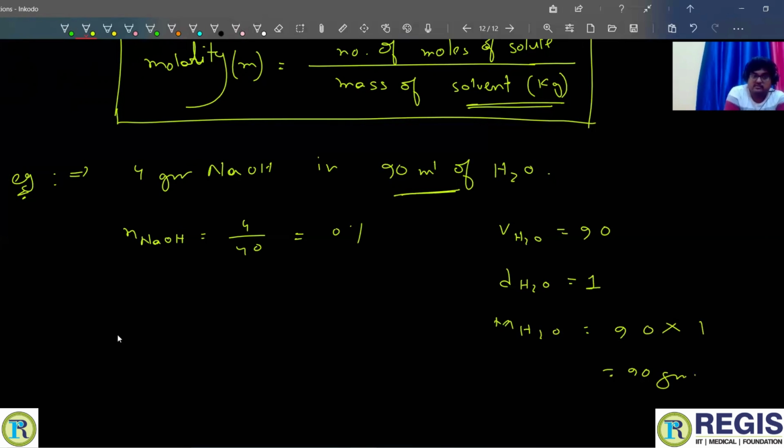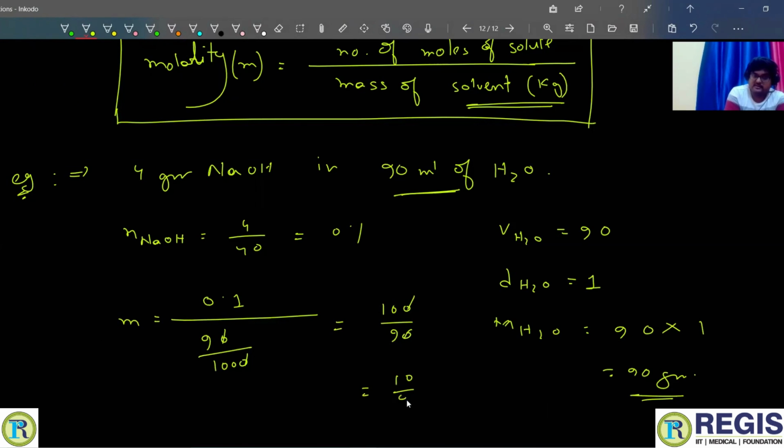Okay. Now you have to calculate molality. Molality equals number of moles by mass of water. 90 gram, you have to convert it to kg. That means 90 by 1000. Now after getting calculation, it becomes 100 by 90. So 10 by 9. That is about molality. Any doubt? Do you have any doubt regarding this part?